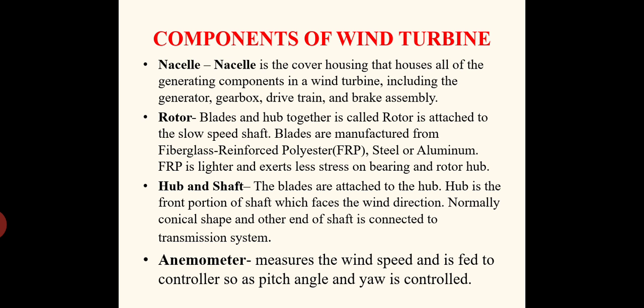So we must be very careful about the wind velocity and all. To measure the wind velocity, we will be having an anemometer. It measures the wind speed, and this is fed to the control so that the pitch angle and yaw are controlled. The anemometer is not always shown here. It will be placed over the nacelle.